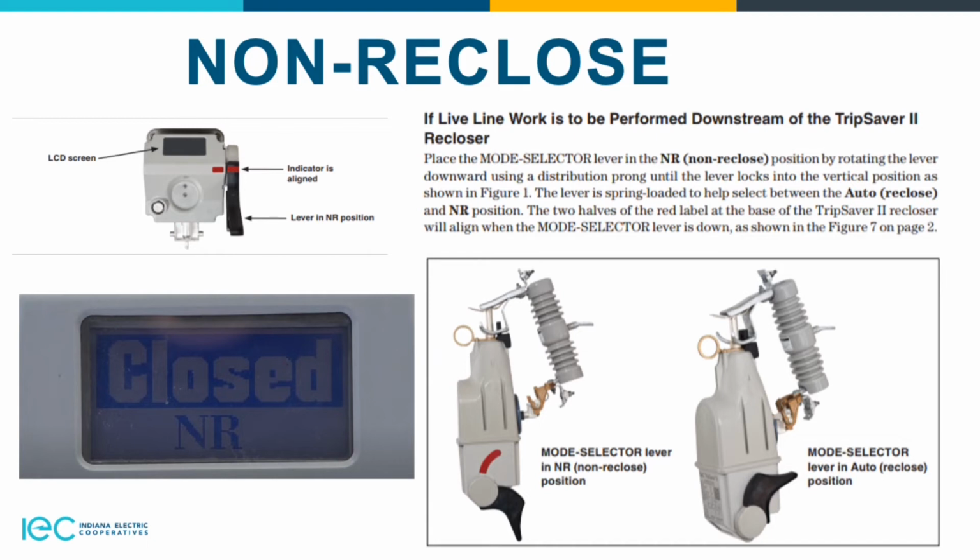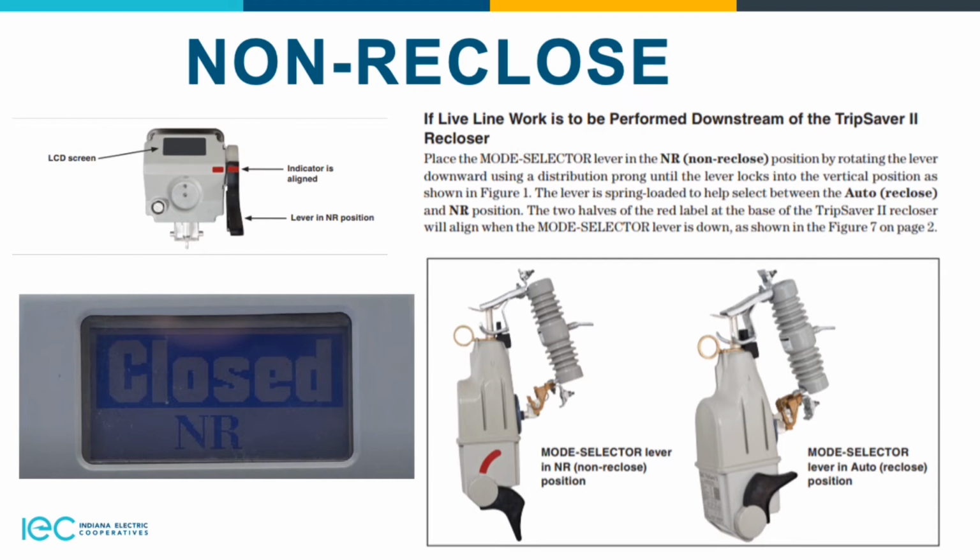On the non-reclose function, at the top left you can see that the indicator needs to be aligned, and it shows on the LCD screen that it's still closed, but it's in non-reclose. Non-reclose is basically your one-shot hotline tag, however you call it. You can set it up as definite time or as a curve, but it'll basically see a fault, drop open one time, and not reclose.